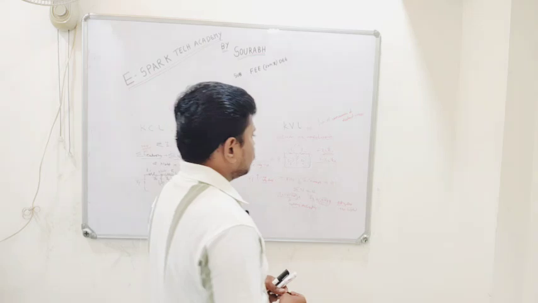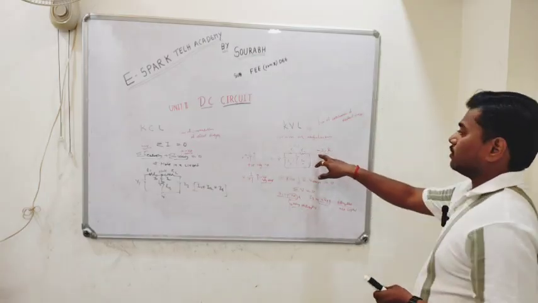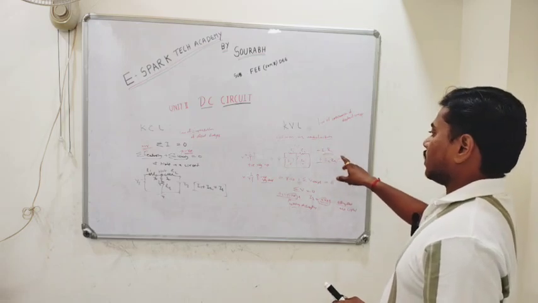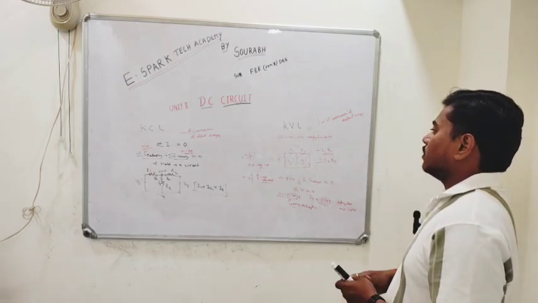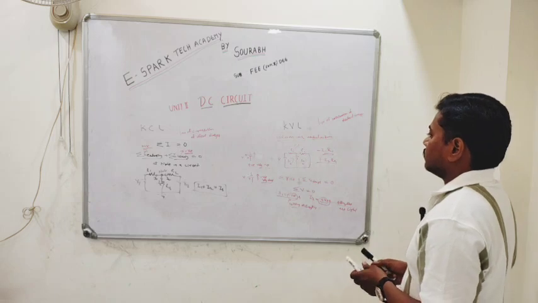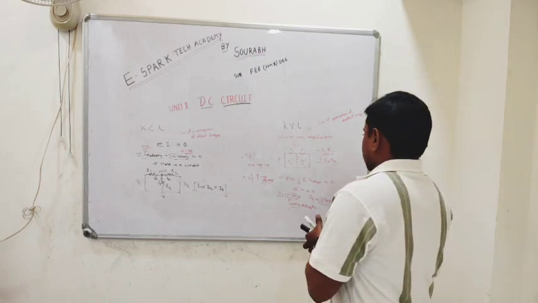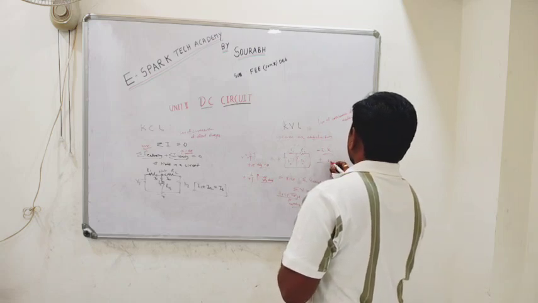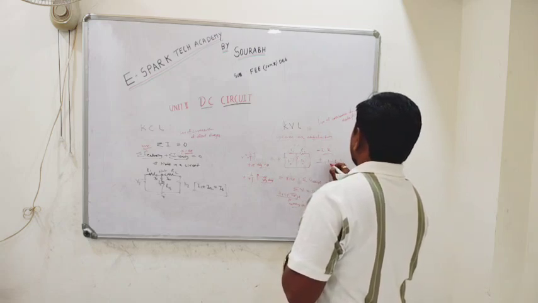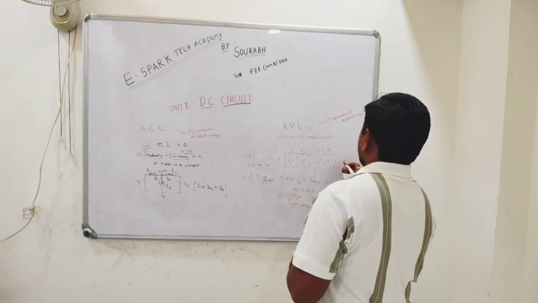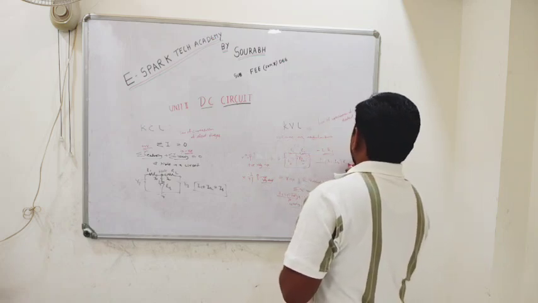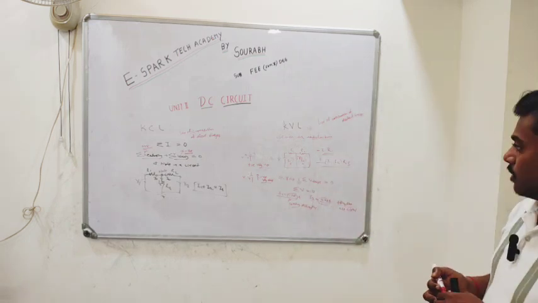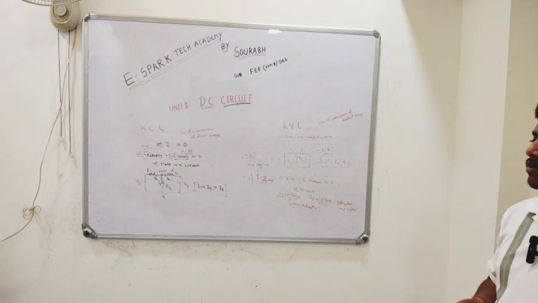If you are going with your assumptions, you will be taking this drop as negative. When you are going with the current against your assumption, it will be plus I2 here. You can see I1 minus I2 into R3 as per your sign conventions. It will be easy to understand.